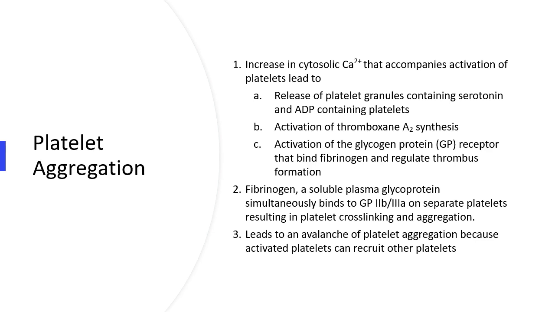Fibrinogen, a soluble plasma glycoprotein, simultaneously binds to GP2B3A on separate platelets, resulting in platelet cross-linking and aggregation. This leads to an increased avalanche of platelet aggregation because activated platelets can recruit other platelets.